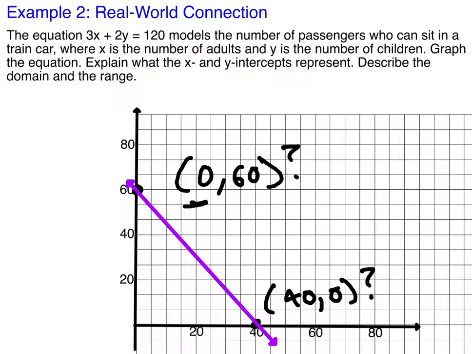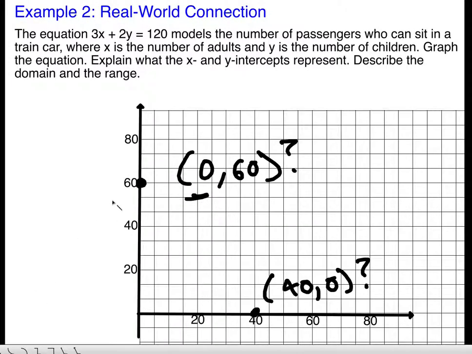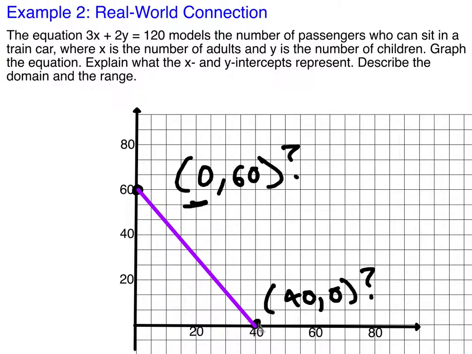So actually, because this is a real-world context problem, I'm going to draw my line a little bit differently. I'm going to use a line segment to show that really it's only the values on this line that go up to the intercepts that are possible, because if I went farther this way, I would have negative adults. I can't have negative adults on the train, and I also can't have negative children on the train. So this actually makes a lot more sense. Describe the domain and range. Okay, that's going to help us in describing the domain and range.